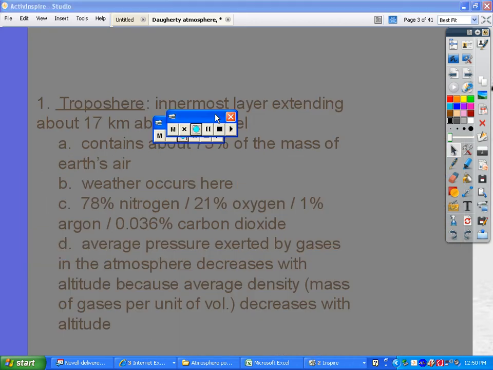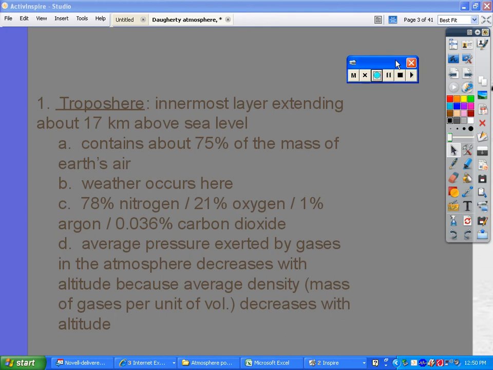Okay, so let's start with the one closest to the Earth, actually where we live. The innermost layer, again where we live and we breathe, is the troposphere. It extends to about 17 kilometers above sea level. Really important thing for you to know is that this is where most of the mass of all of Earth's atmosphere is contained. You have the most molecules in this layer. That also has to do with the pressure, which we'll get to in a second. This is where all the weather occurs.